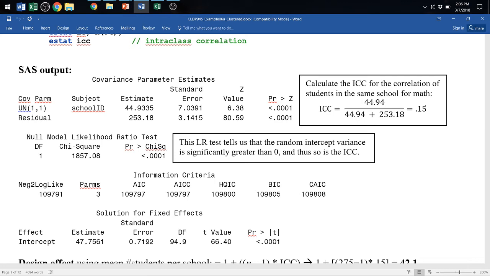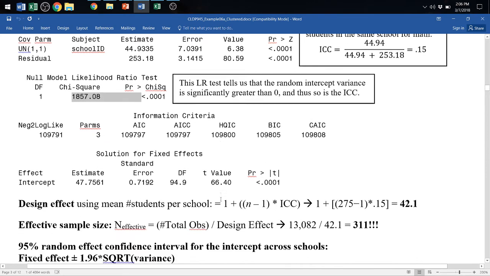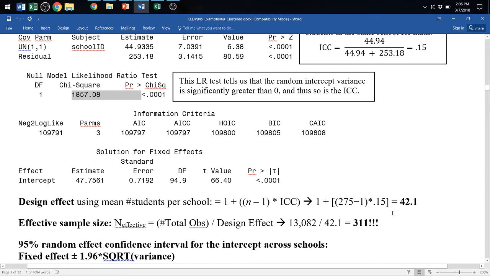We don't know why it is that some schools differ in how their kids do in math. We just know that it is. 15% of the variability in math has to do with which school you go to, and that is significantly greater than 0. There's my model comparison. If I do a design effect calculation given the intraclass correlation and the number of students within a school on average, the design effect is a whopping 42.